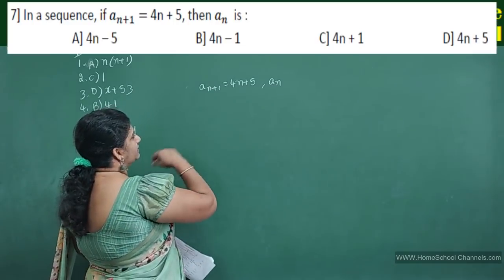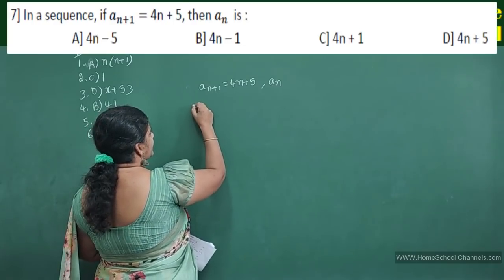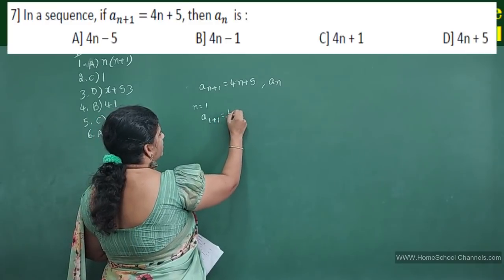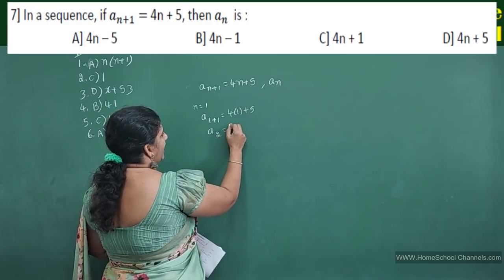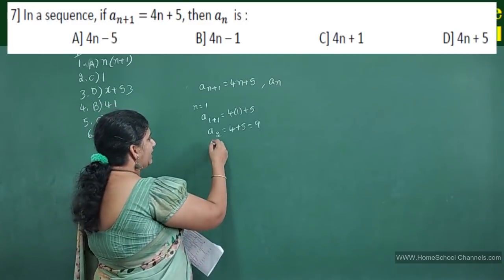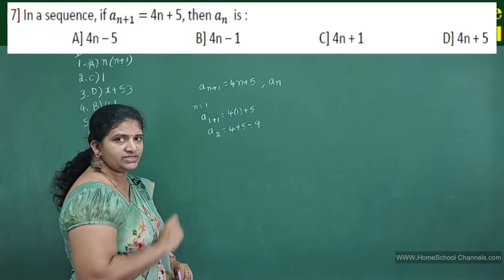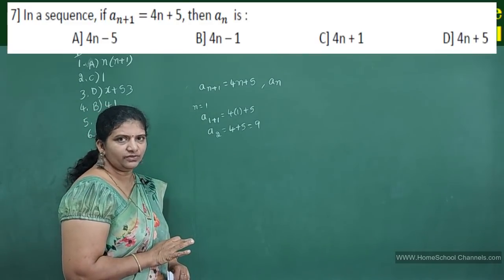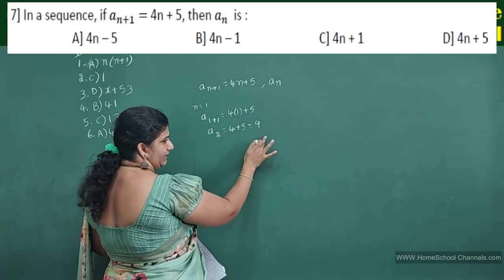So, for that purpose, let me take any value of N. Let us take if N is equal to 1. Substitute A 1 plus 1 is equal to 4 into 1 plus 5. That is 1 plus 1 will be 2. A2 is equal to 4 plus 5 is equal to 9. Second term value is 9. If I take N value 1, I have got second term.